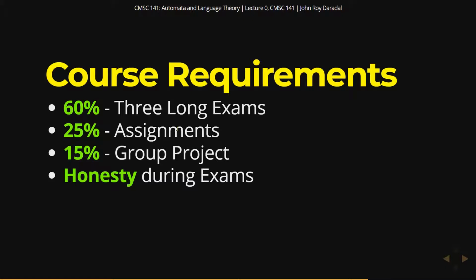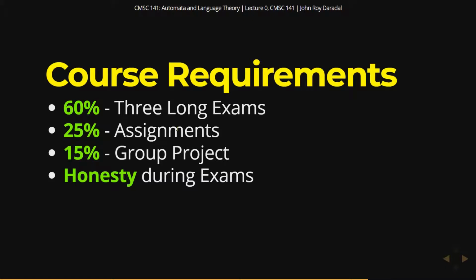I want you to work on the exam on your own, because this is an exam and not just an assignment. In the assignment you can work as a pair, as a group, but in the exam you have to work on it individually. Okay, so I don't want another case of having to ask you to explain why there are similar answers with your classmates. I don't want that to happen again. So just please answer the exam on your own, and don't copy from other people.